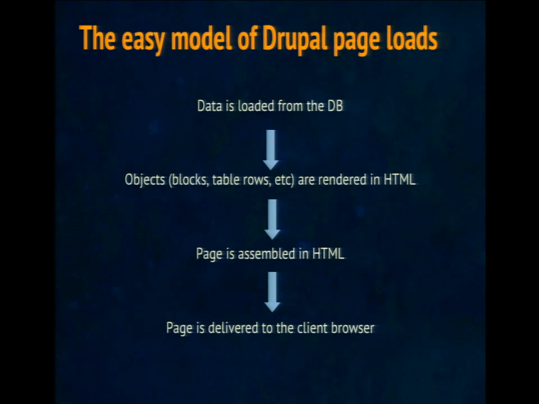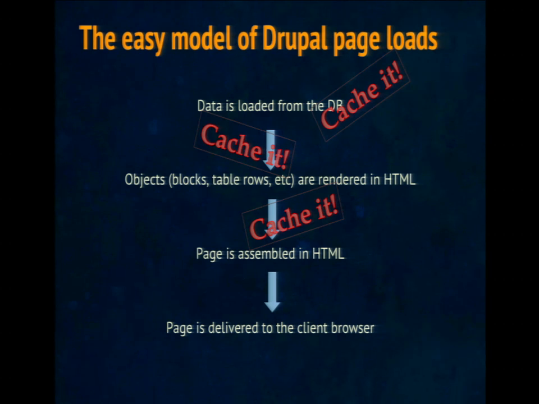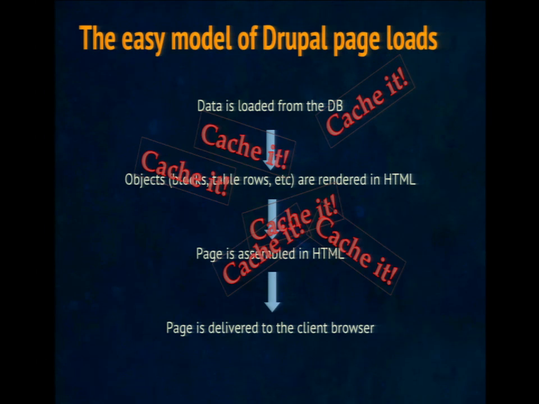So, for example, data is loaded from the database. We can actually put a caching layer in there so that a lot of your database queries come back from cache rather than hitting the relatively heavy MySQL or whatever your backend is. You can cache the objects, the render arrays, either as render arrays or even as their full HTML. We can cache the components that go to the page assembly. We can cache the HTML after the page is assembled. In this model with the stamps all over it, we've gone from a four-step process to a one-step process, and the time improves accordingly.